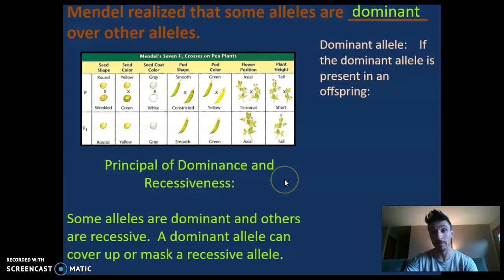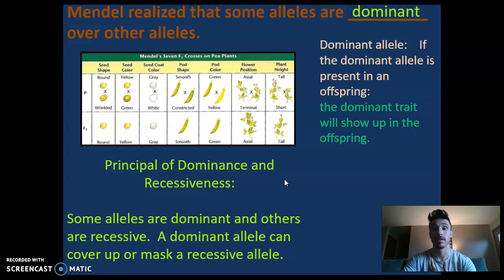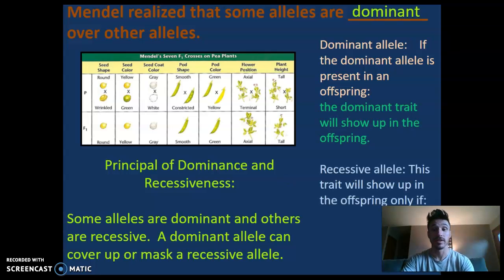So the definition of a dominant allele is, if the dominant allele is present, the dominant trait will show up in the offspring. The recessive allele, this trait will only show up if the dominant allele is not present. So the recessive allele relies on the dominant allele not being present. The dominant allele will show up no matter what if it is present in the DNA.